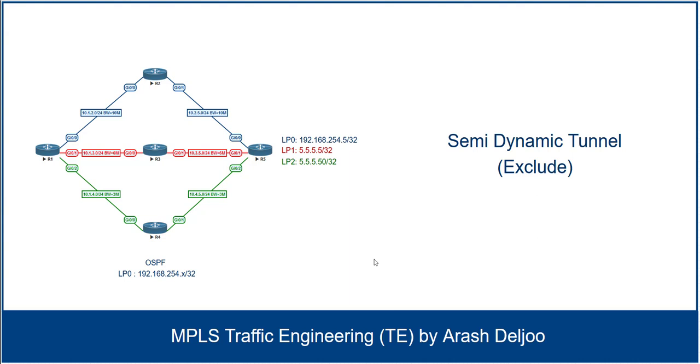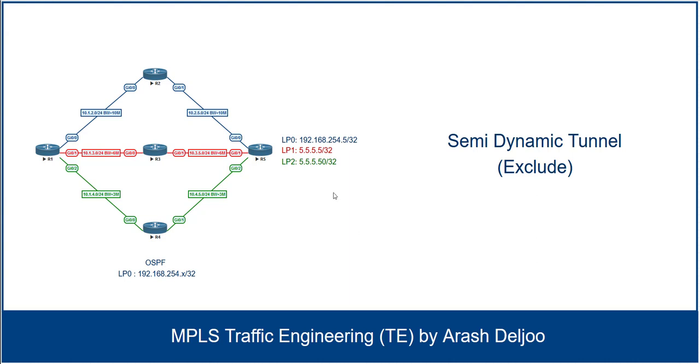Again, we try to distribute traffic between different links, but this time we don't configure explicit tunnel. We don't configure dynamic tunnel. Actually, this is semi-dynamic tunnel. For example, exclude means please don't pass through one specific path, one specific IP address, and then you can find the next path.